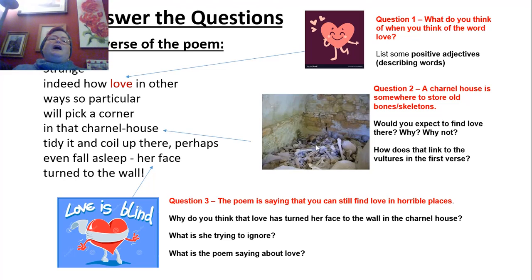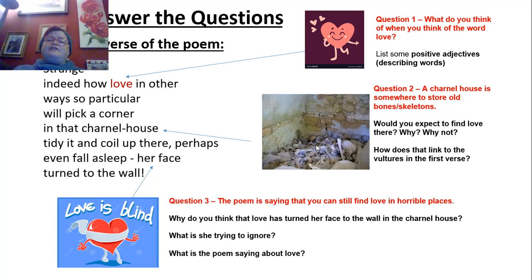For question 2, a charnel house. It says in the poem, strange indeed how love in other ways so particular will pick a corner in that charnel house, tidy it and coil up there. So a charnel house, and you can see one in the image on the slide, is basically a place where people store old bones and skeletons. Don't ask me why people need to store old bones and skeletons, because I'm not sure, but that's what a charnel house is. So would you expect that to be a place where we encounter love or romance? Tell me why or why not. And how does that link to the first verse of the poem that we looked at last lesson and mark the answers today?